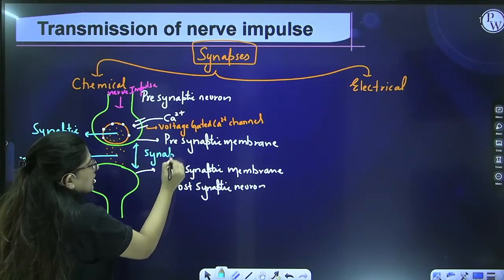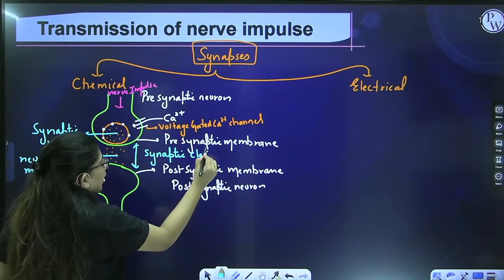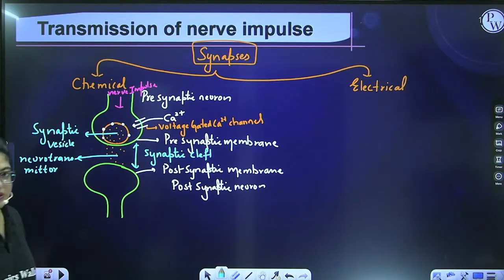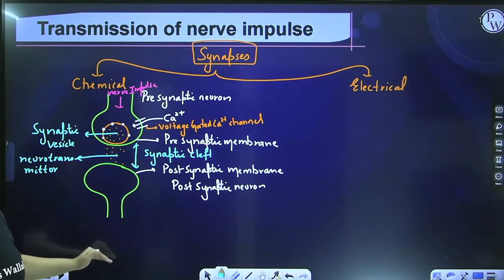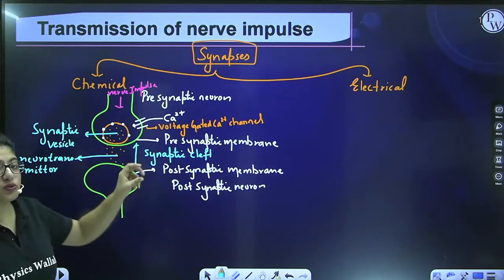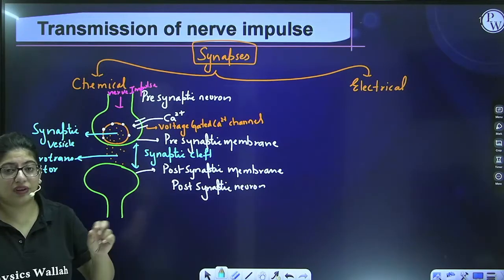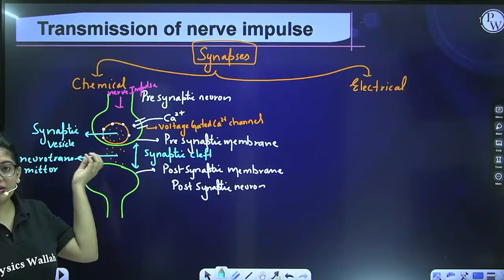What do you call it? Synaptic cleft. And the entire junction is synapse. It's a chemical synapse. The entire structure is chemical synapse. The space between the two neurons is synaptic cleft. And the neurotransmitter is released in the synaptic cleft.